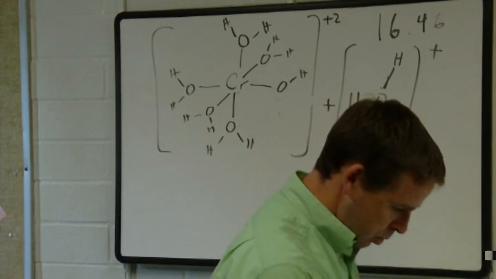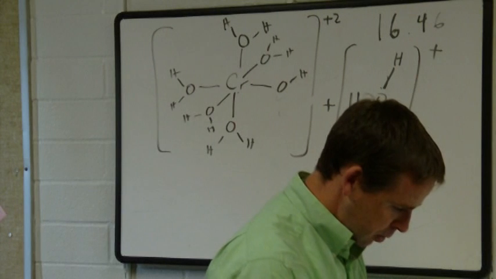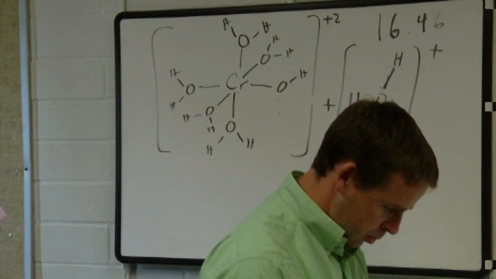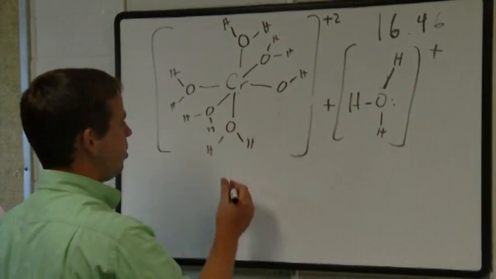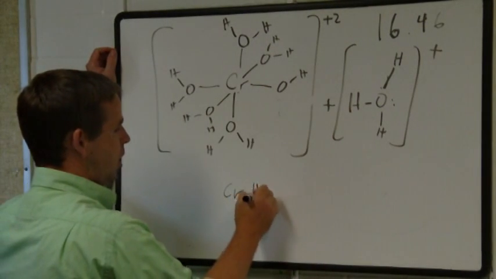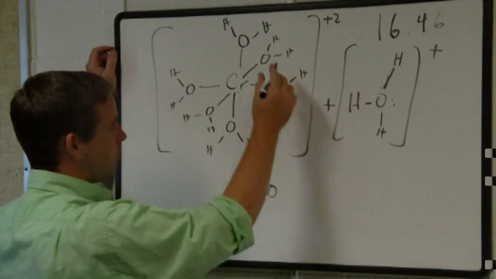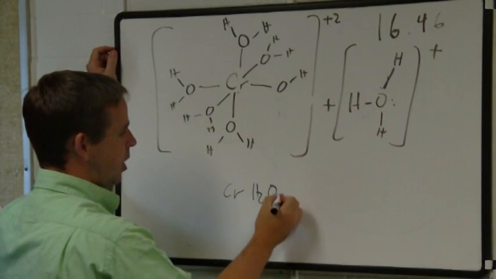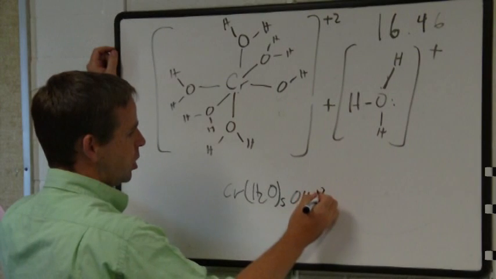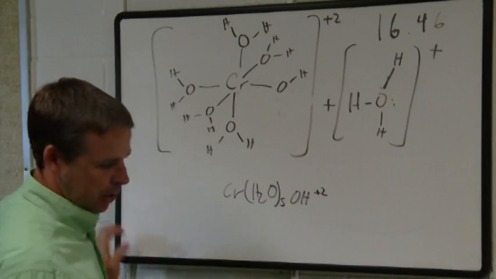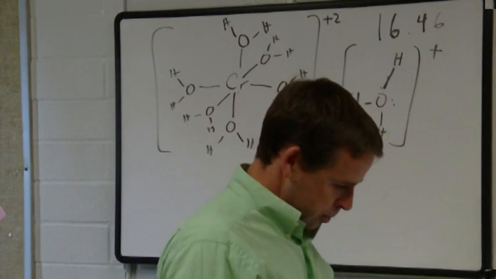All right, so 1646. Yep. In terms of writing the compound, CrH2O, now we have, instead of 6, we have 5, and then we have the OH, and then the net charge on it. Okay? All right.